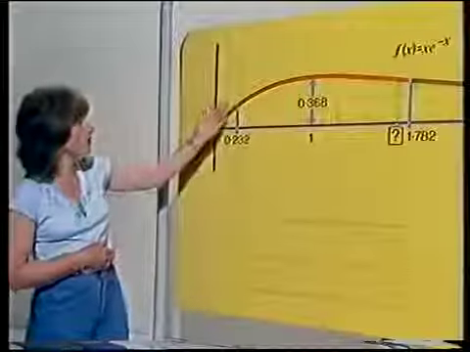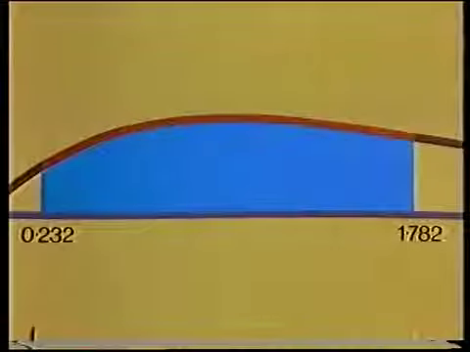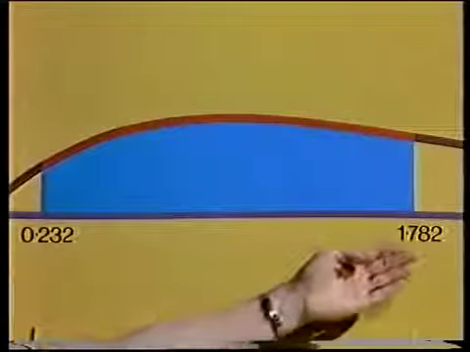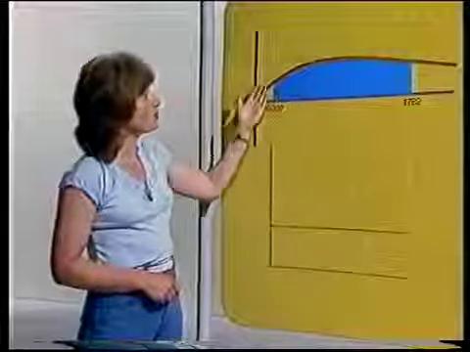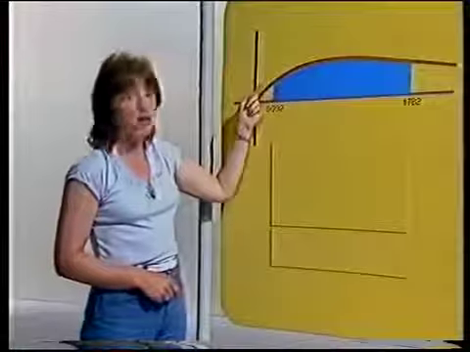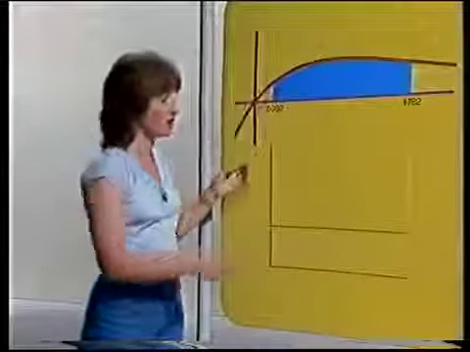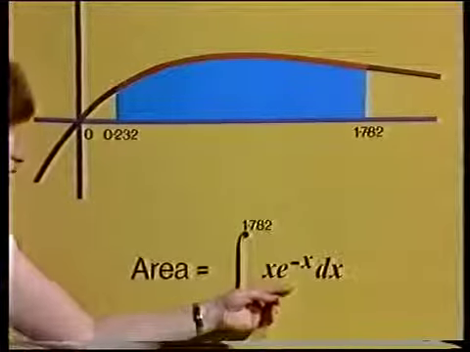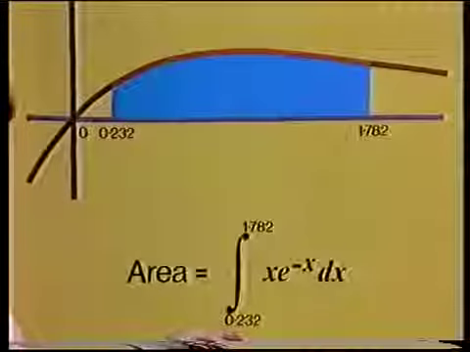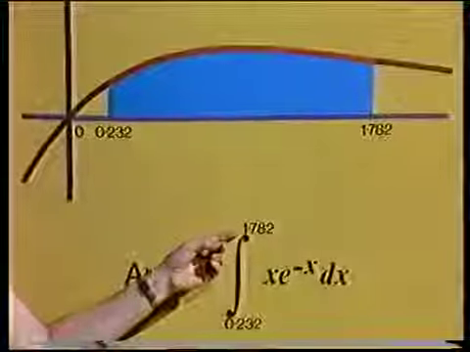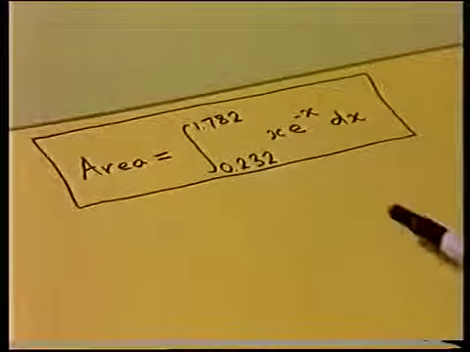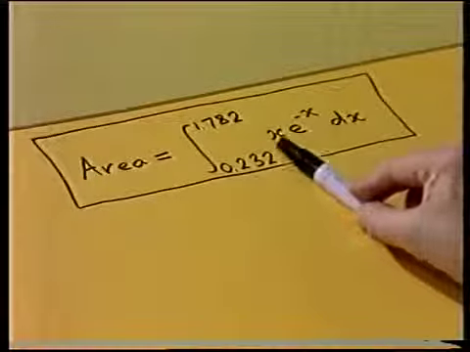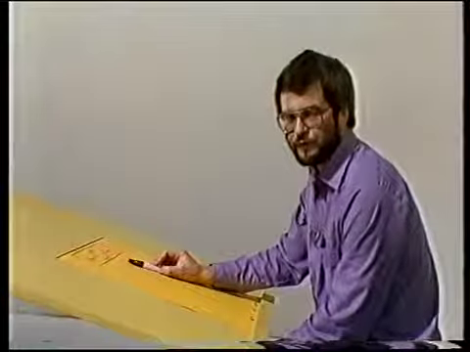How would you find the area under this curve? Here's the area we're interested in, between these two x values. Now the function is positive along here, so the integral is the same as the area, and it's this. It's the integral of x e to the minus x between 0.232 and 1.782. If we want to evaluate this, the first thing is to find a primitive of x e to the minus x. And then we can use the fundamental theorem of calculus to work it out.